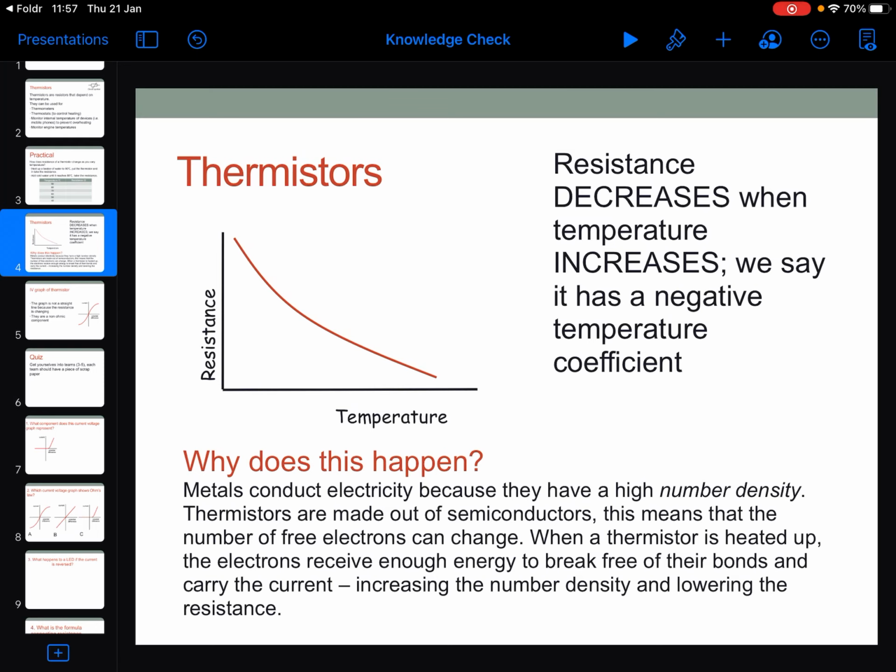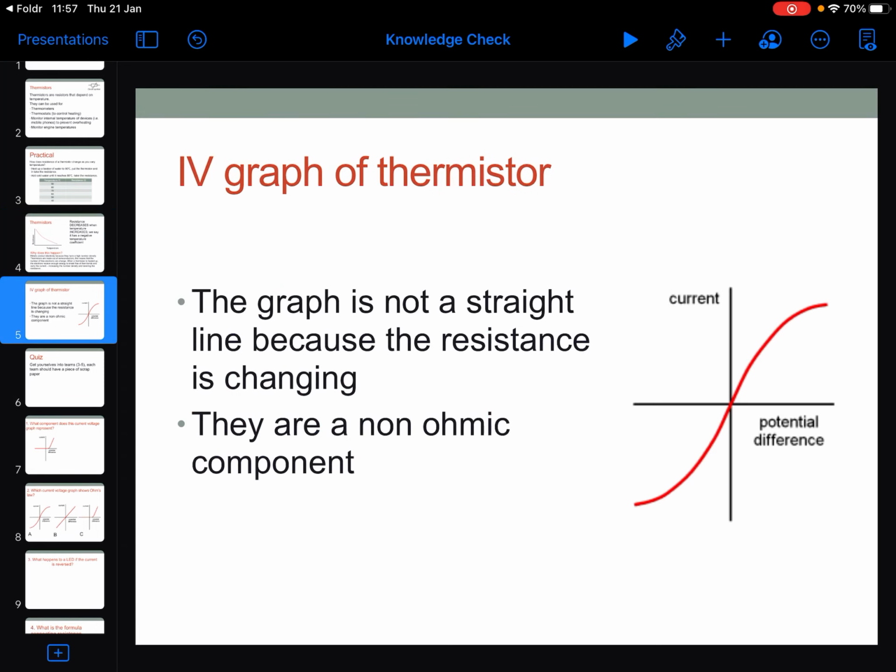Next and final bit is the IV graph of a thermistor, our current-voltage graph. It is very odd, but it looks kind of similar to a bulb. It is not a straight line because the resistance changes. They are non-ohmic, so current and voltage are not proportional for this.